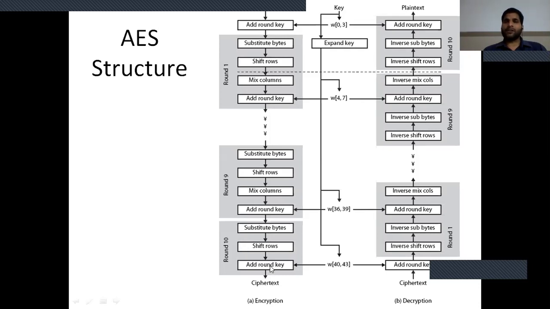In the add round key, we use the key words W40 to 43, and the reverse operations are applied for decryption, then we find the plain text. This is the simple advanced encryption structure of the AES.